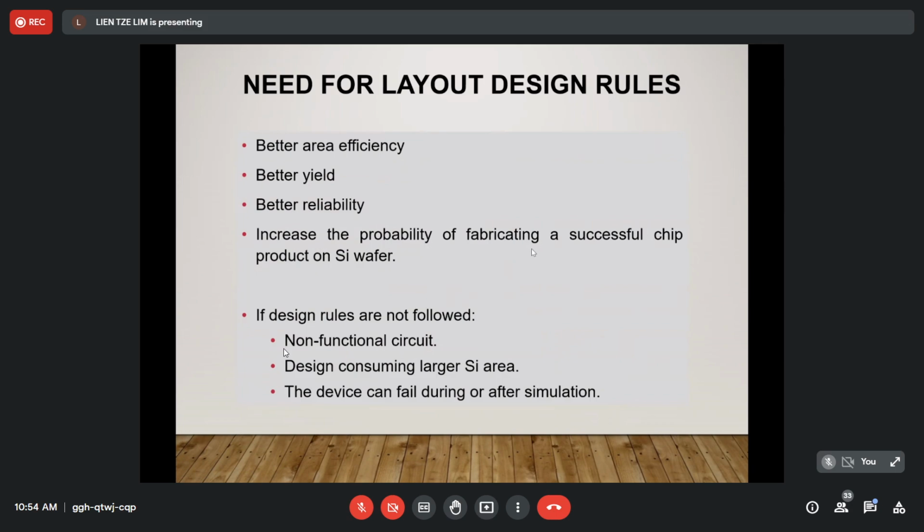Okay, and if the layout design rules are not followed, then it will cause non-functional circuit and the design consuming larger silicon area. The device can fail during or after simulations. So all this you have to remember and understand.